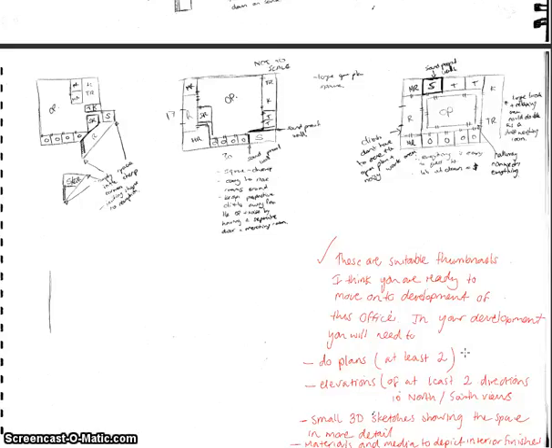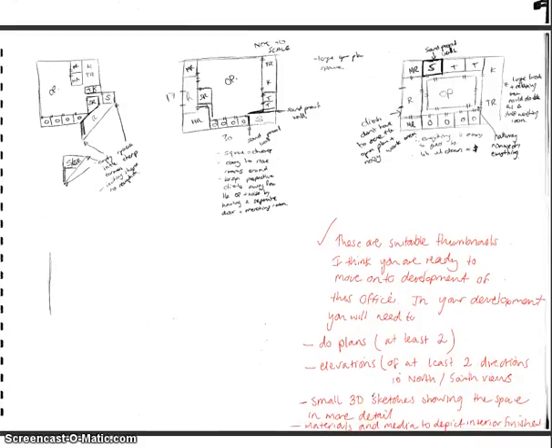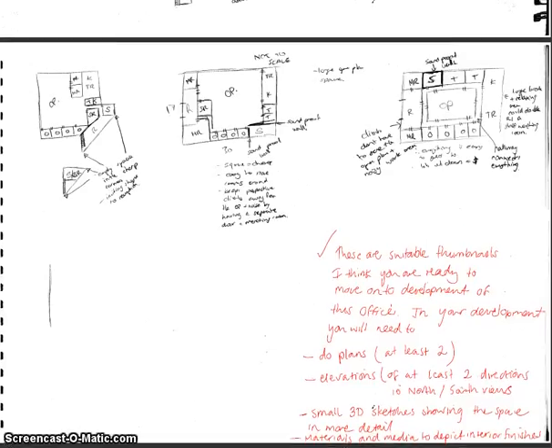You should have elevations of at least 2 directions. I think you also need to show some 3-dimensional sketches, small sketches. Maybe you could fit 4 of those little sketches on an A3 page. But what they can do is they can really help you to visualise the space a lot better.